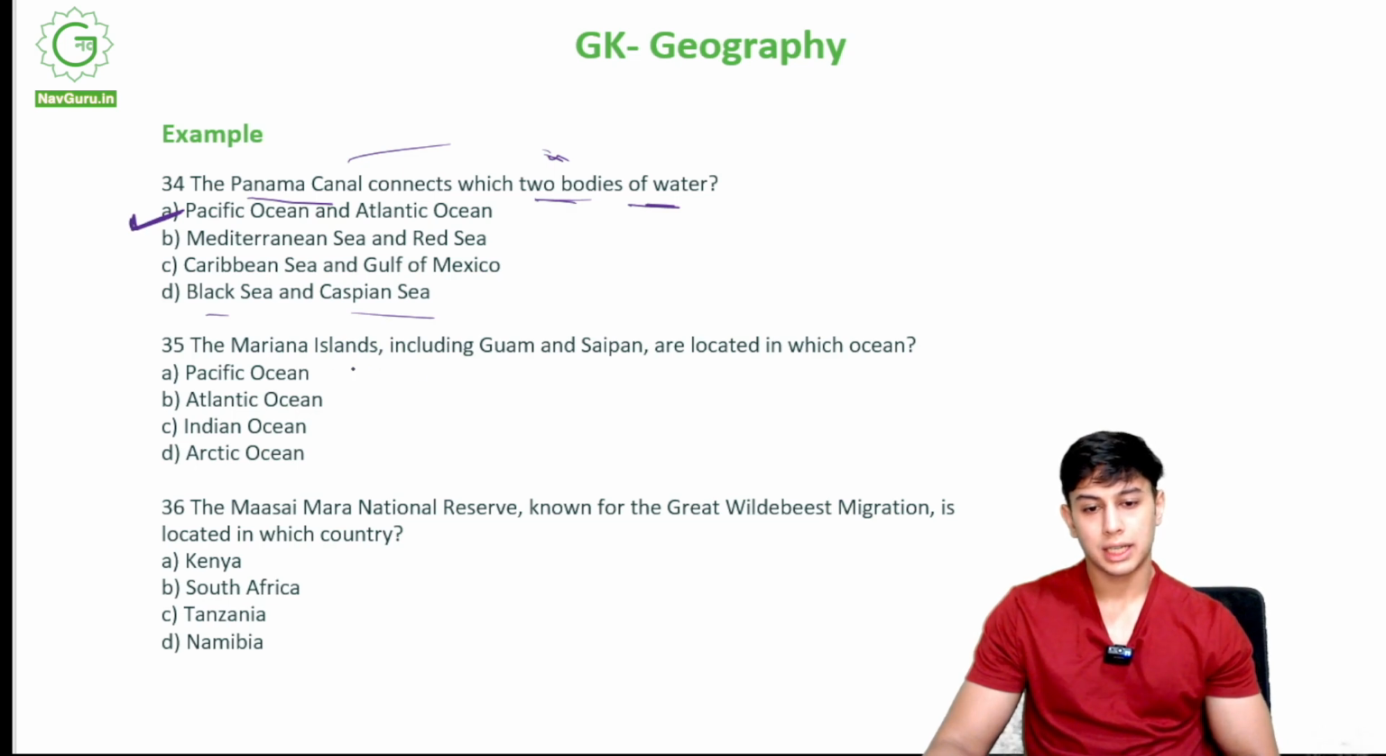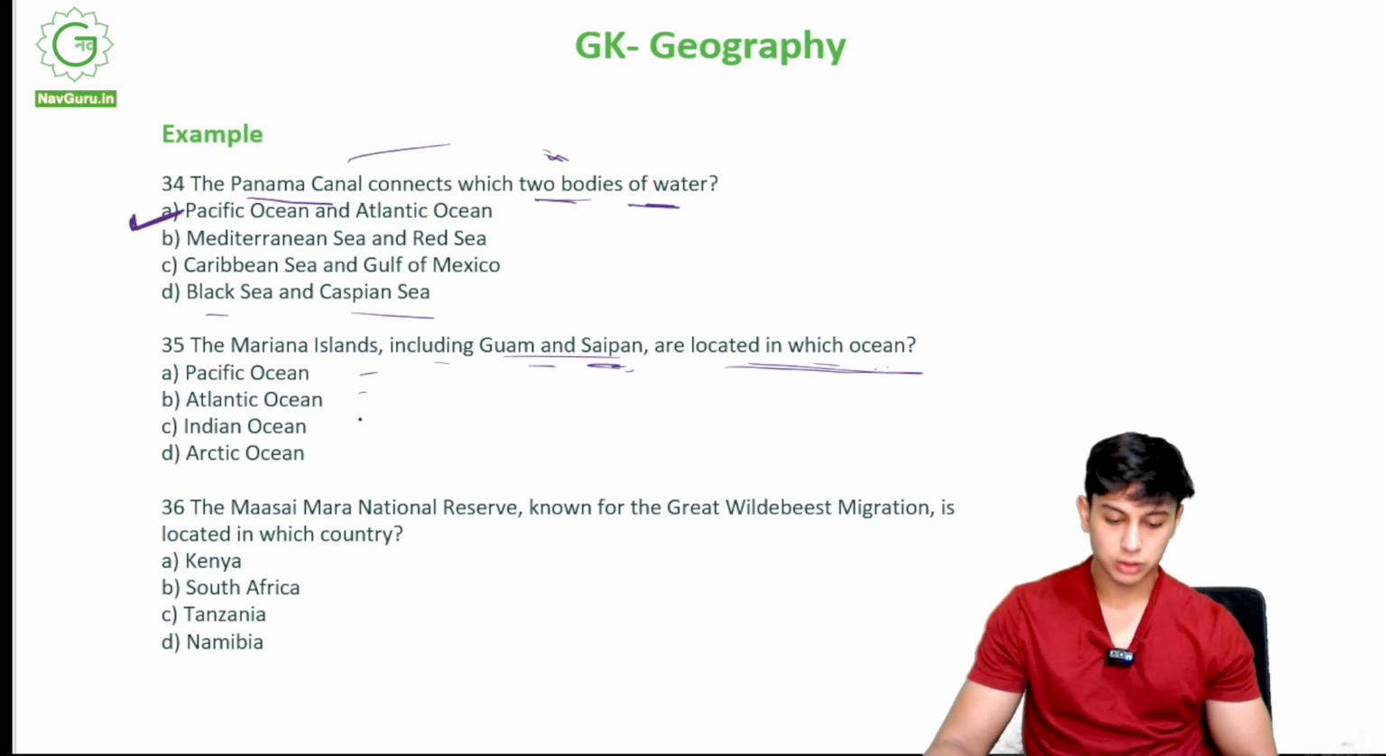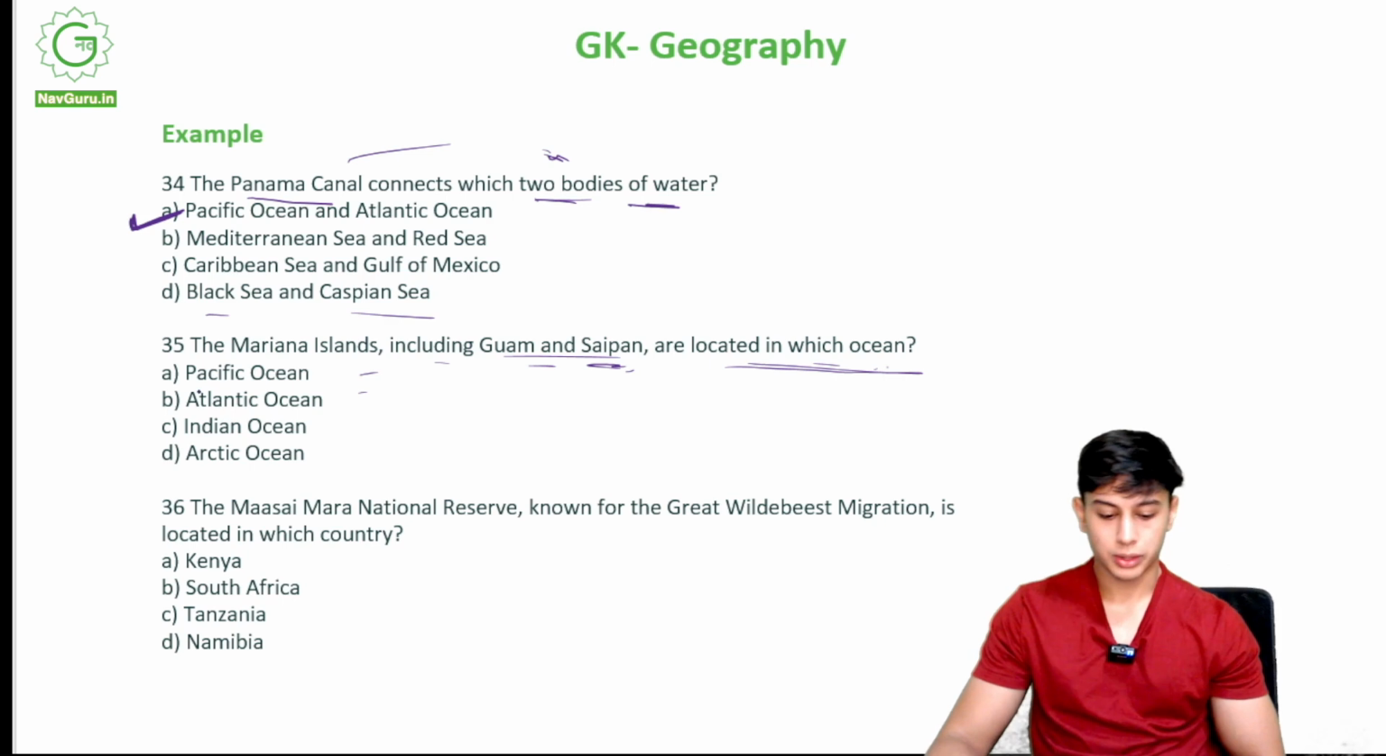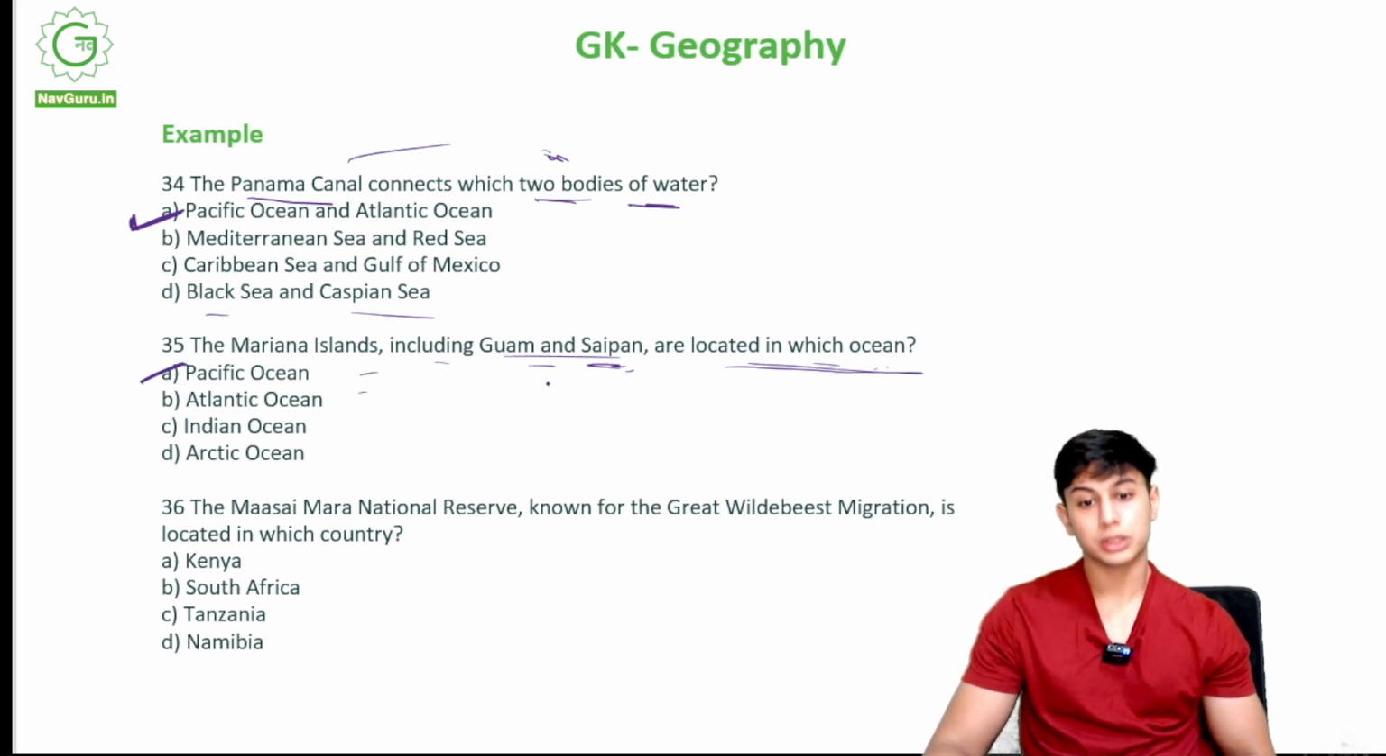The Mariana Islands, including Guam and Saipan, are located in which ocean? Pacific Ocean, Atlantic Ocean, Indian Ocean, and Arctic Ocean. Out of all of these, where is it located? It is located in the Pacific Ocean. The Mariana Islands are located in the Pacific Ocean.